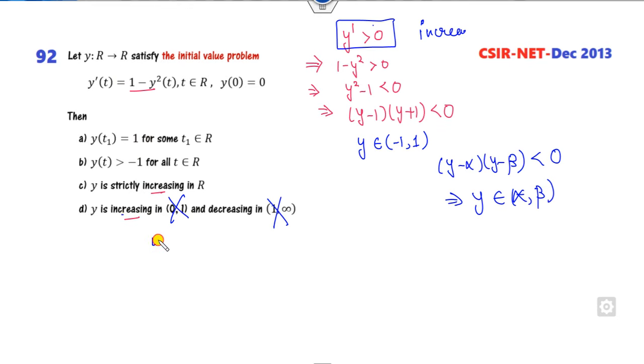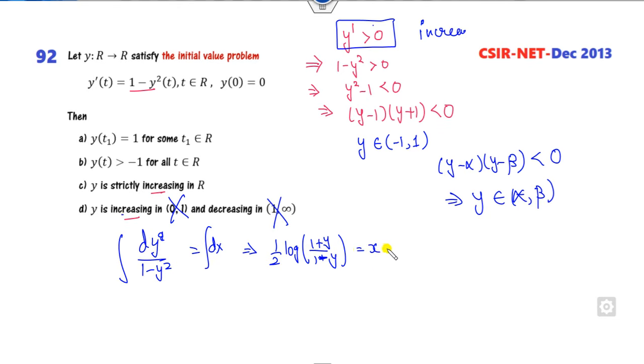That's again very simple. We can take the solutions. This is my dy by dx. You can integrate them. What is the integration of this? Half log of (1 plus y) over (1 minus y) is x plus c. So I can take (1 plus y) over (1 minus y) is e raised to power 2x times c, or simply e raised to power 2x into c.